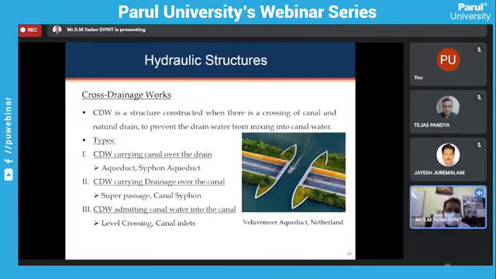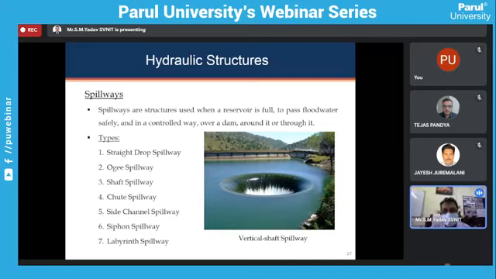The cross drainage works, where the hydraulic engineer can do planning and designing also. There are various types of cross drainage work, like cross drainage work carrying canal over the drain, cross drainage work carrying drainage over the canal, cross drainage work admitting canal water into the canal, that is level crossings. Then you can have various types of hydraulic structures which allow water to be discharged safely from the dam, which are called spillways.